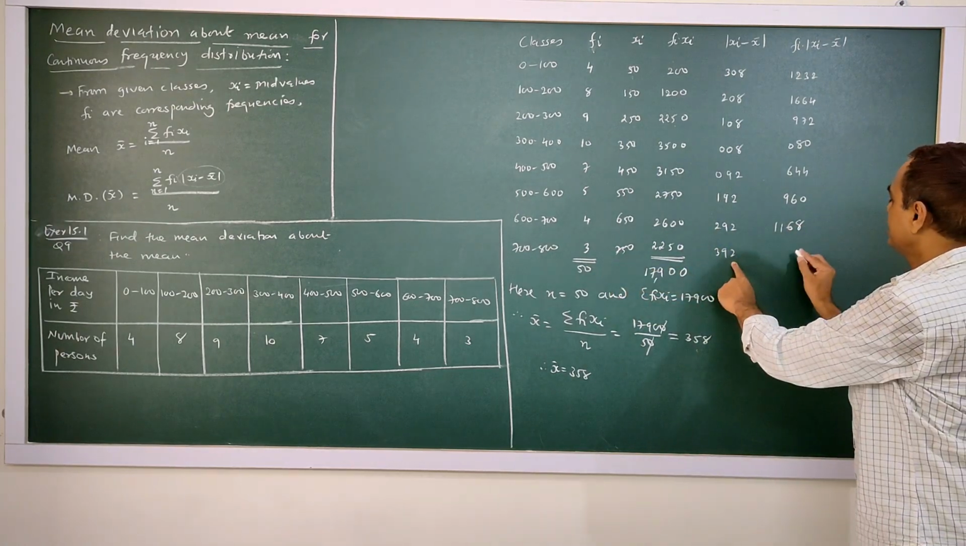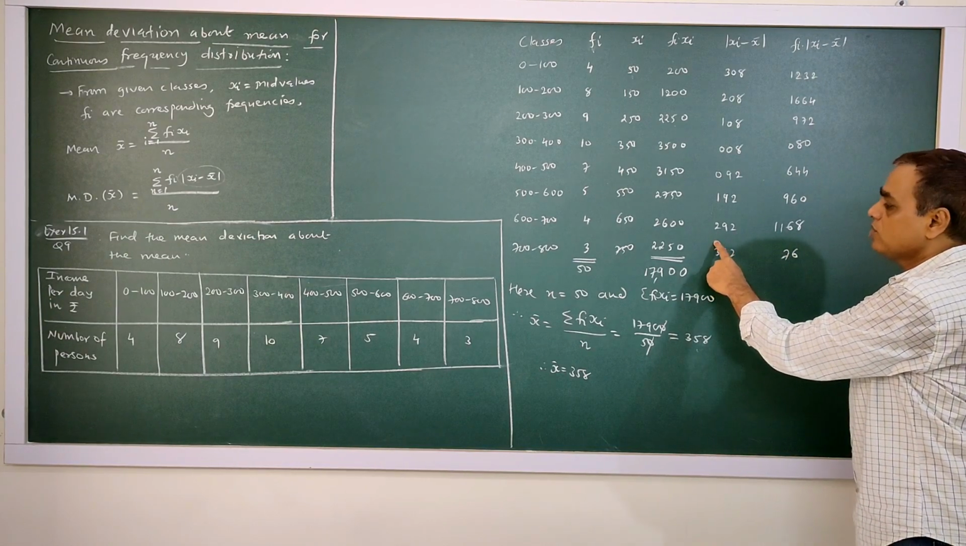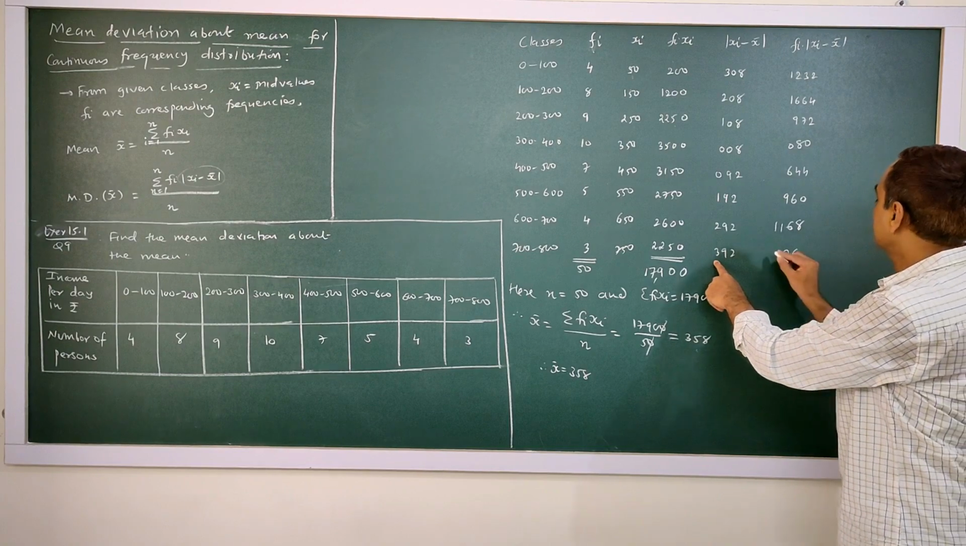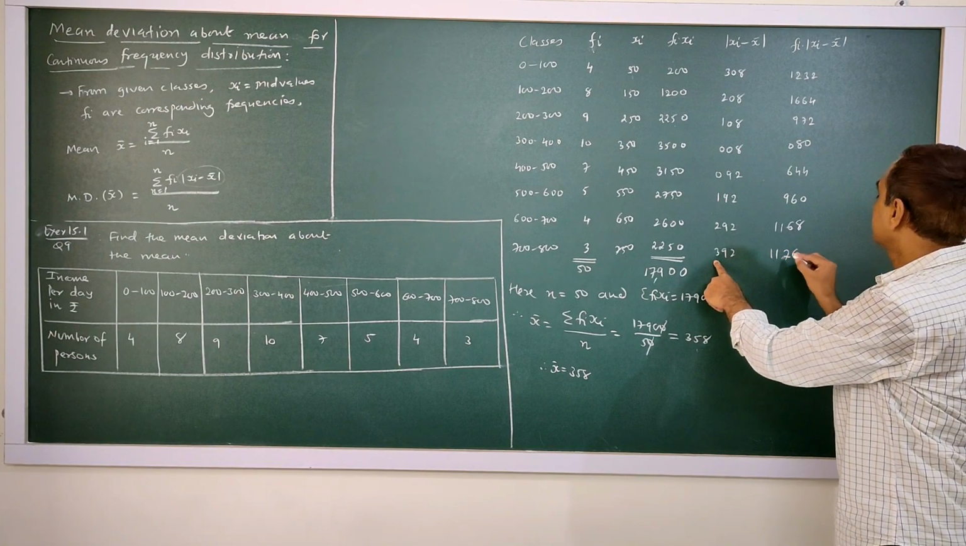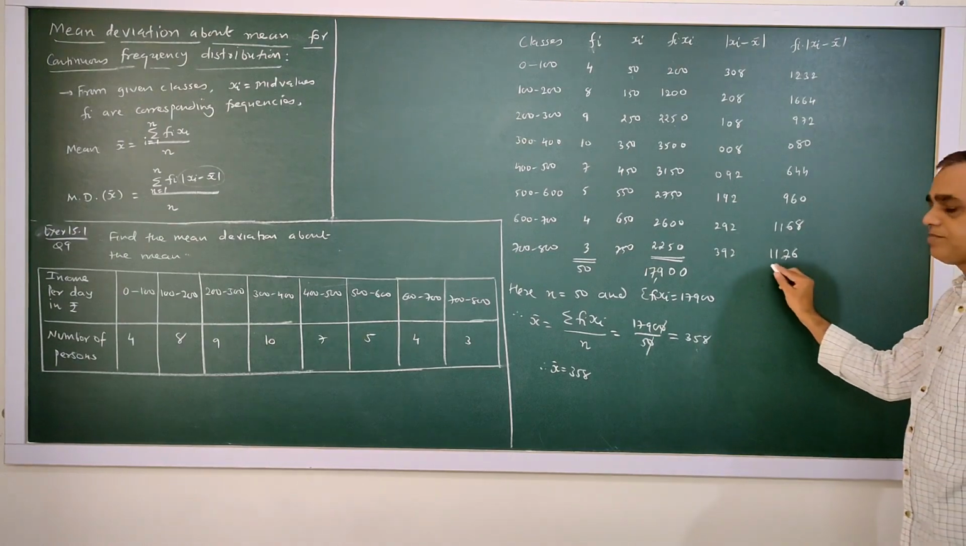392 into 3. 3 into 2, 6. 9 into 3, 27. Keep here 7, then keep 2. 3, 3 is a 9. 9 plus 2, 11. So this is Fi into modulus xi minus x bar.